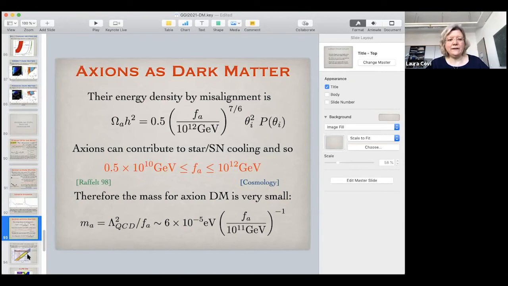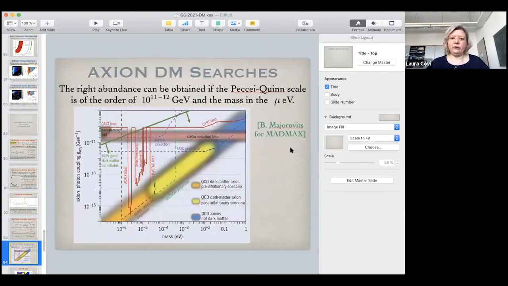And actually, you can see it in this plot, which I borrowed from a review paper by Bela Majorovits on ADMX. First of all, due to the relation between MA and FA, this is the generic axion plot where you plot the mass on the horizontal axis, and on the vertical axis you usually plot the axion-photon coupling. This is the C_aγγ I was telling you before, but including the 1 over FA. So this is in GeV to the -1, so this one is 1 over FA.